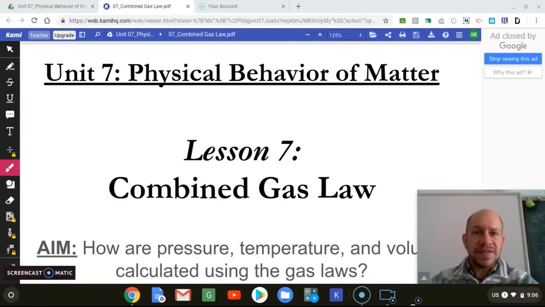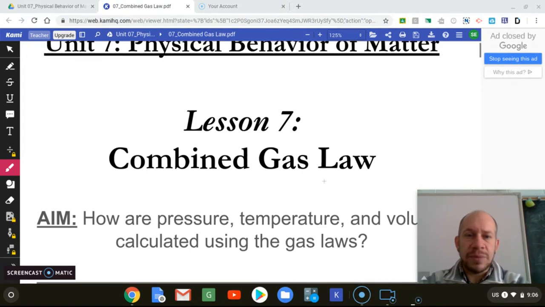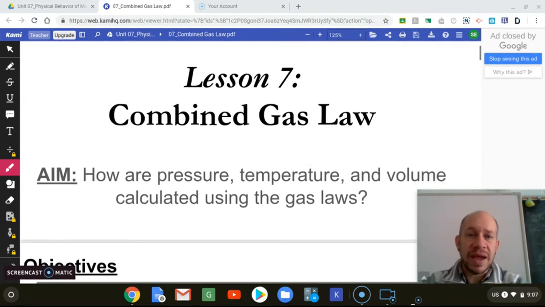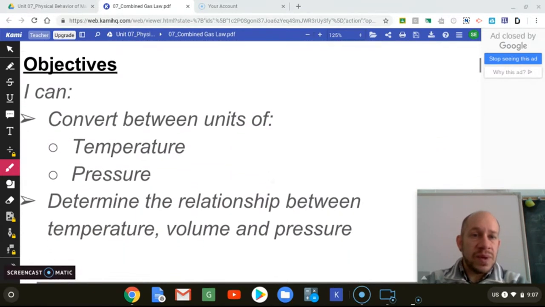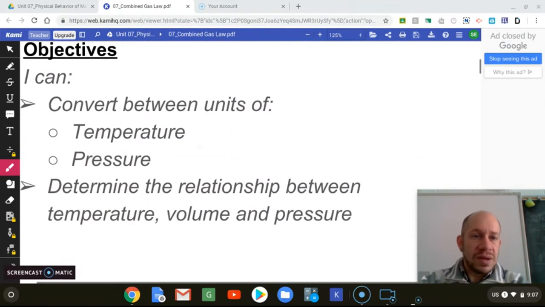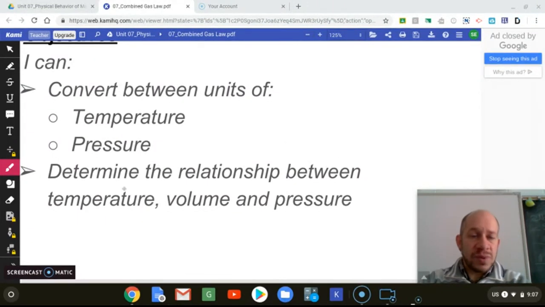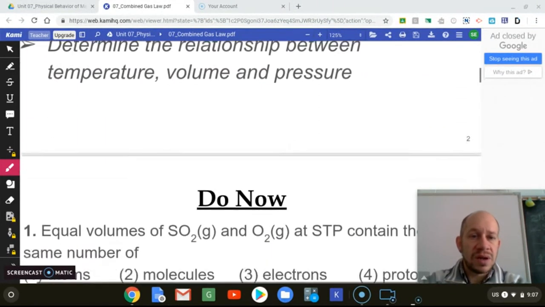Unit 7, Physical Behavior of Matter, Lesson 7, The Combined Gas Law. How are pressure, temperature, and volume calculated using the gas laws? By the end of this lesson, you can convert between units of temperature and pressure, and you can determine the relationship between temperature, volume, and pressure. So, do now.